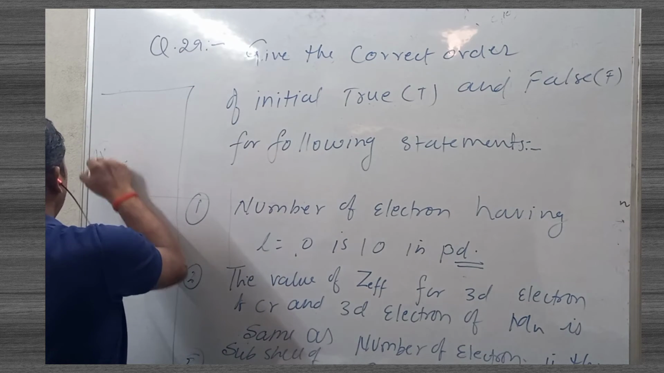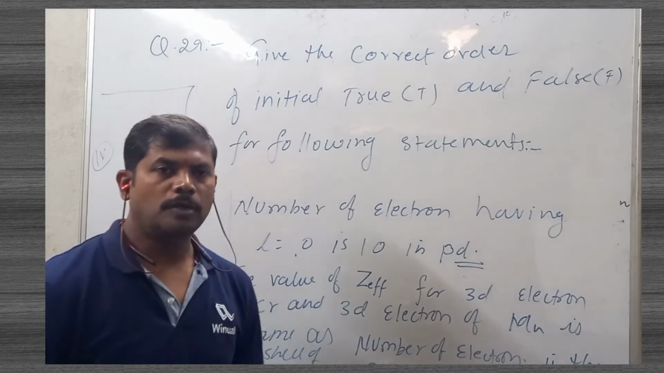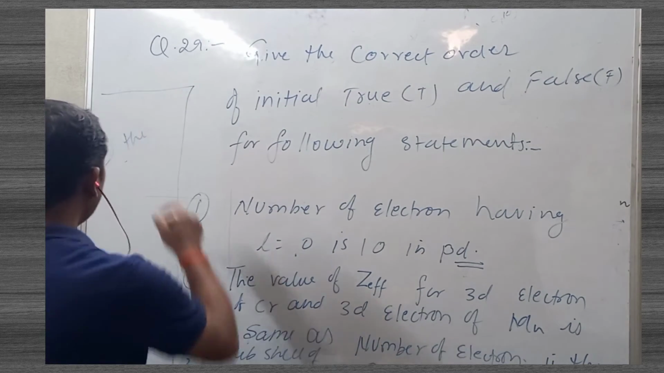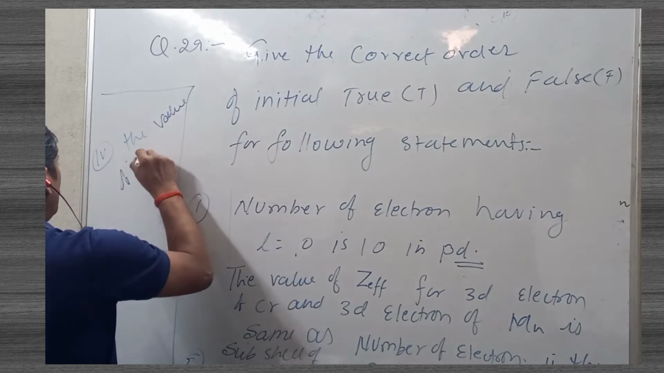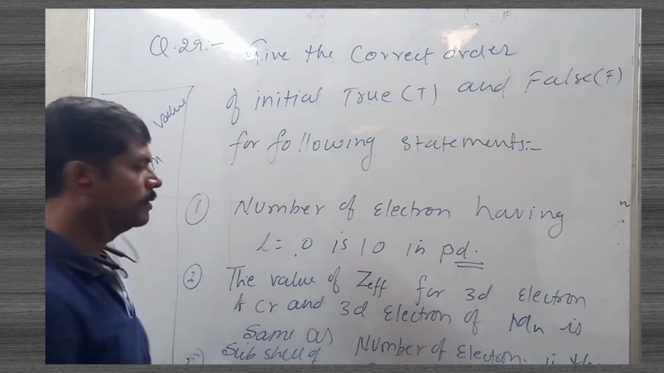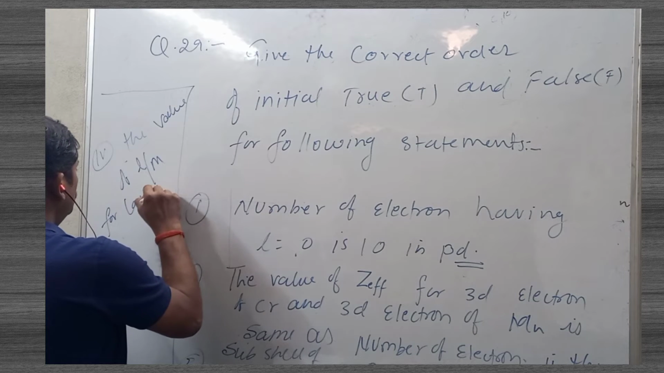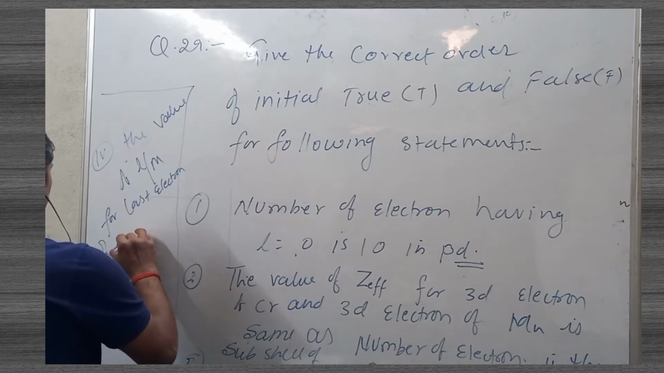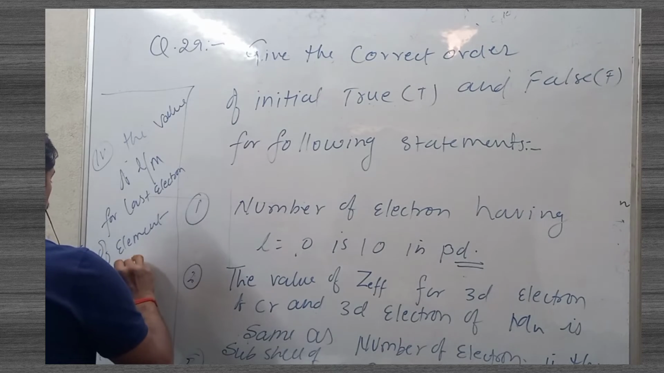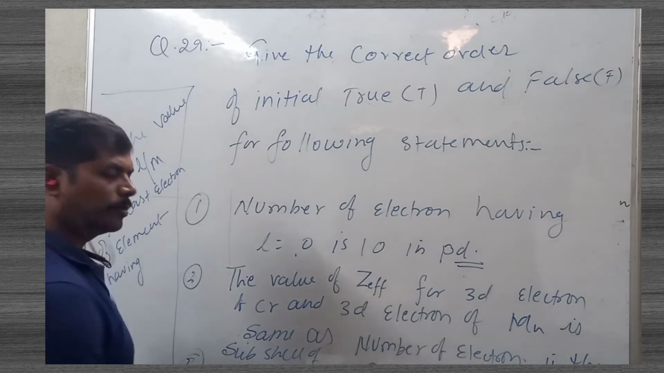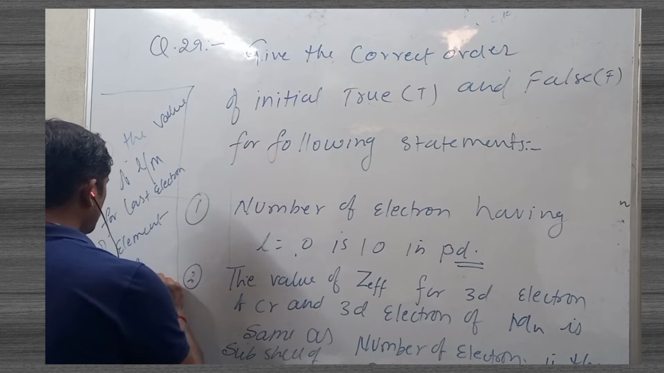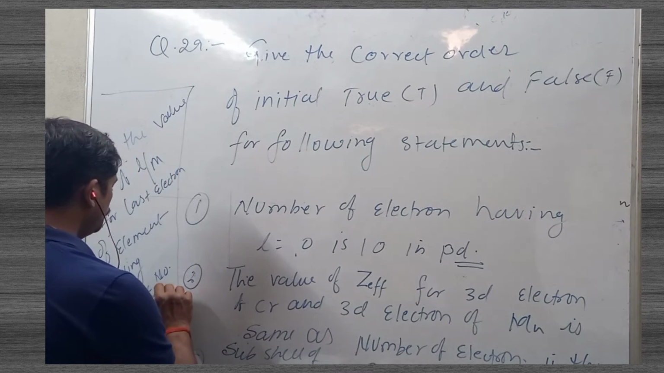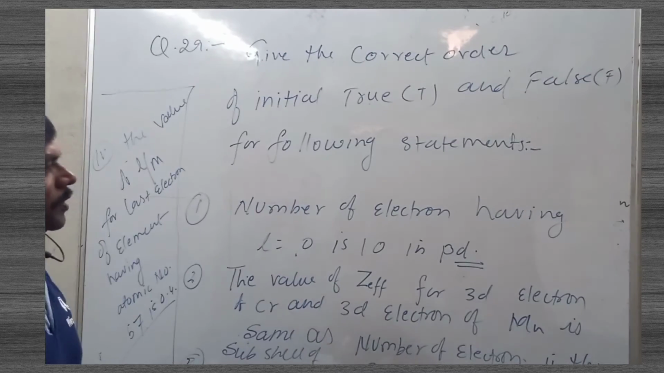Fourth option we are just talking about. Whenever the fourth option, the value of L by M for the last electron of the element having atomic number 57 is 0.4. So this is the option that is given.